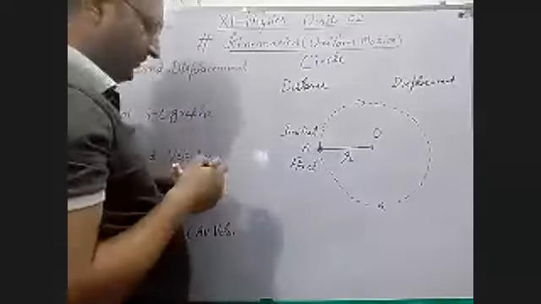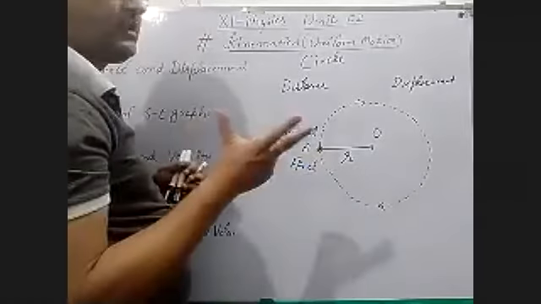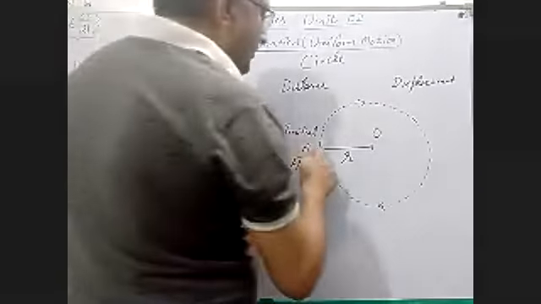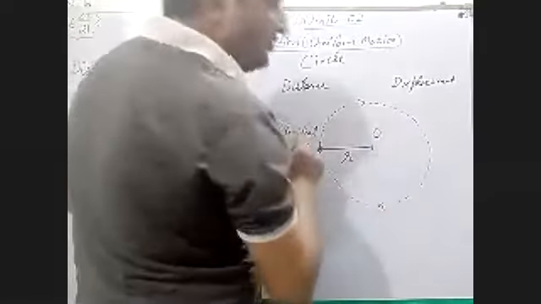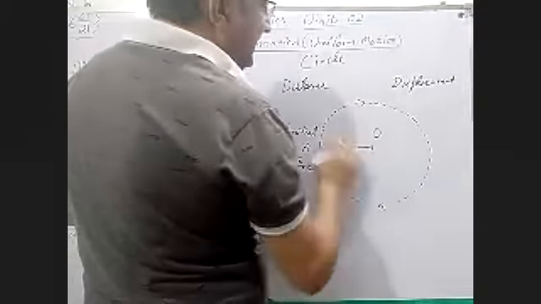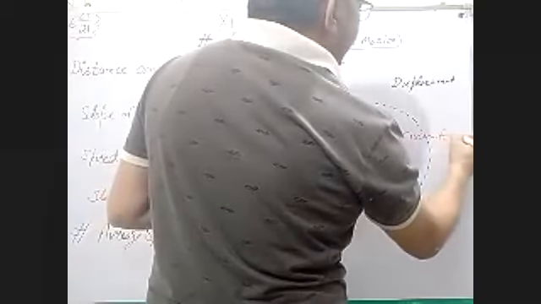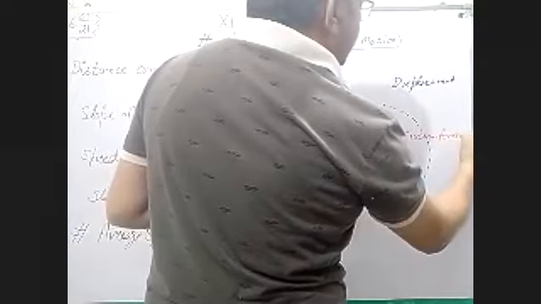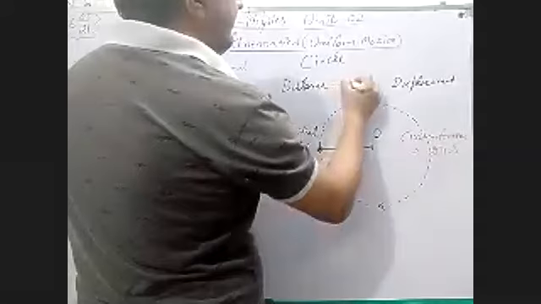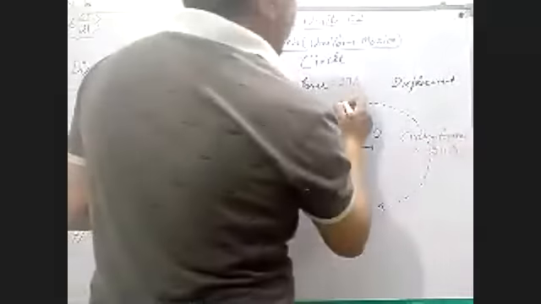Now what is distance? Distance is the actual path between the initial and final point, the 2 points from where it starts and where it stops. This round path is the actual path, and this round path has a value you know very well. If r is the radius, then this will act as the circumference, and we know the circumference value is 2 pi r. So you have to write here distance is 2 pi r.